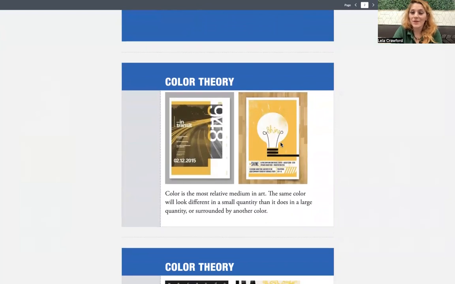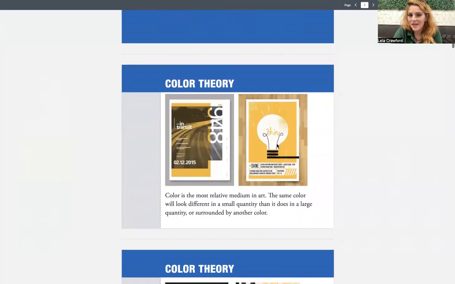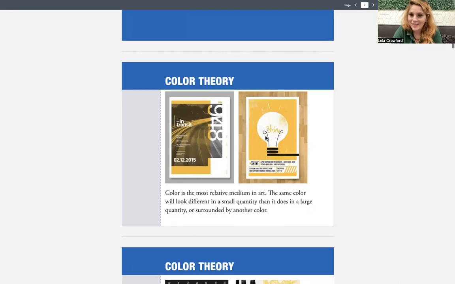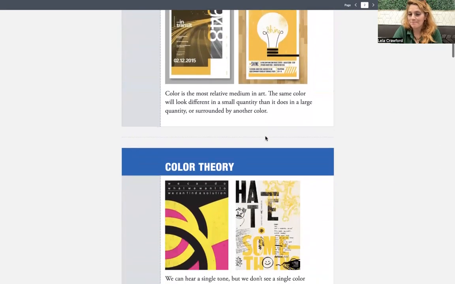So color is the most relative medium in art. The same color will look different in a small quantity than it does in a large quantity or surrounded by another color. And this is a great example of that. You can even see that this opacity transition here with the gray and the background on this particular poster for In Transit makes a big difference in how the yellow color correlates to the overall design aesthetic versus this, that is speaking to us with shine and feels shiny and gives us that very bright aesthetic. So color can be utilized in multiple ways, even within its own color spectrum.